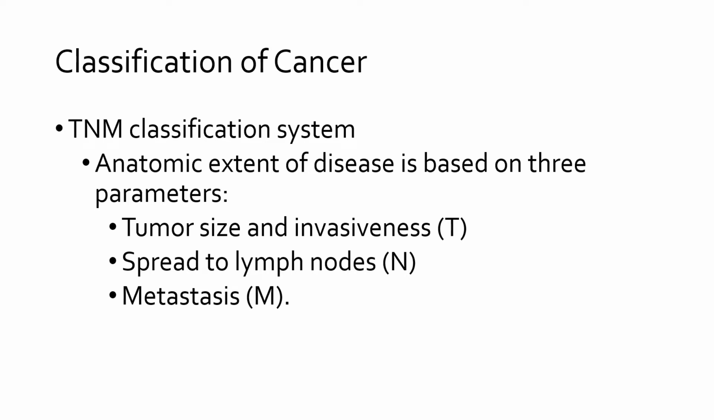The TNM classification system looks to classify these tumors by tumor size and invasiveness, which is the T, spread to the lymph nodes, which is the N, and metastasis, which is the M. So T describes the primary tumor site and size. N describes regional lymph node involvement, and M determines the presence of metastatic spread.